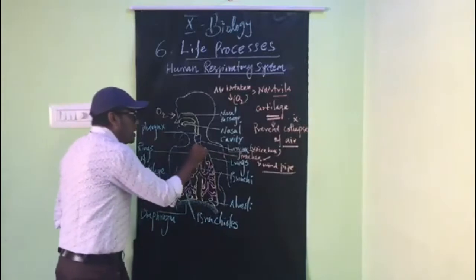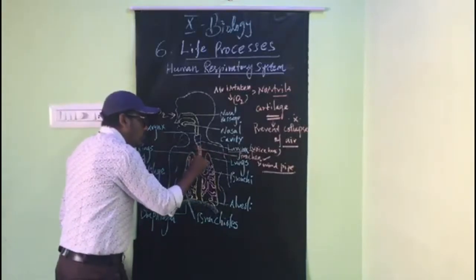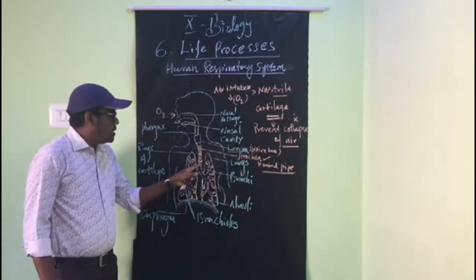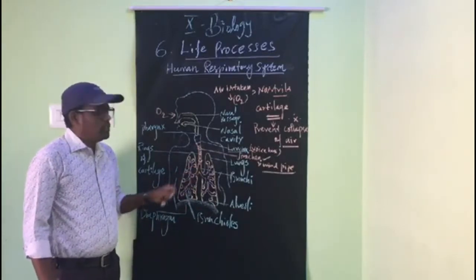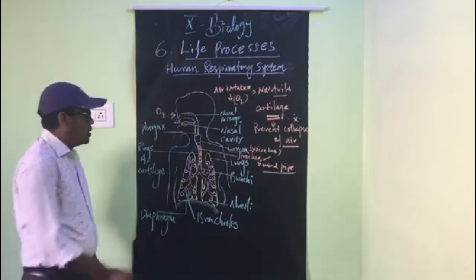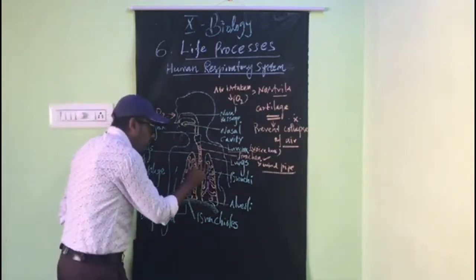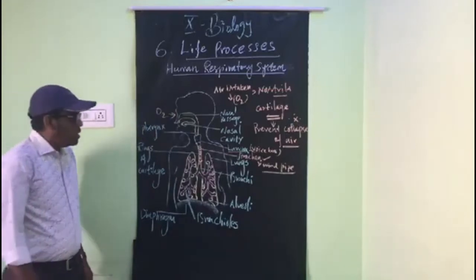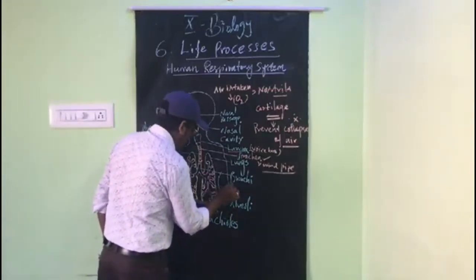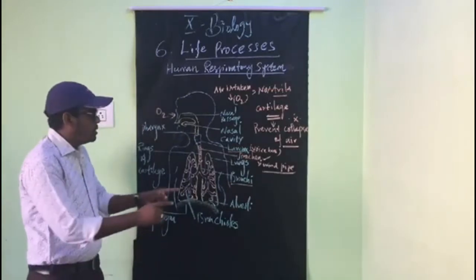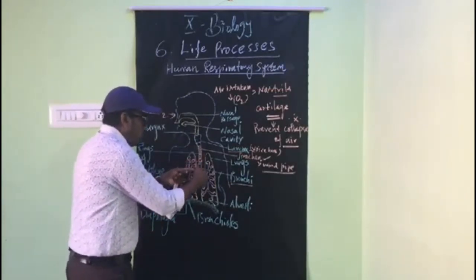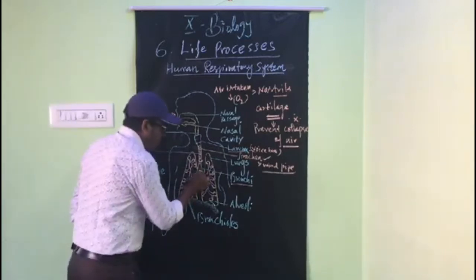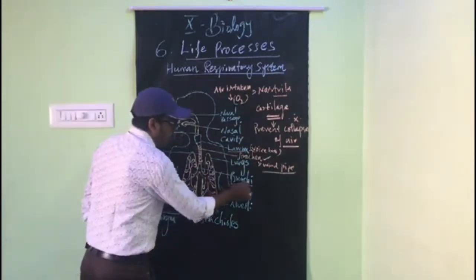Then the trachea will stop at a particular point, and the trachea is divided into two, the right and the left part. This is called the bronchi. Bronchi means the trachea divides into two, and the two parts are called the bronchi.